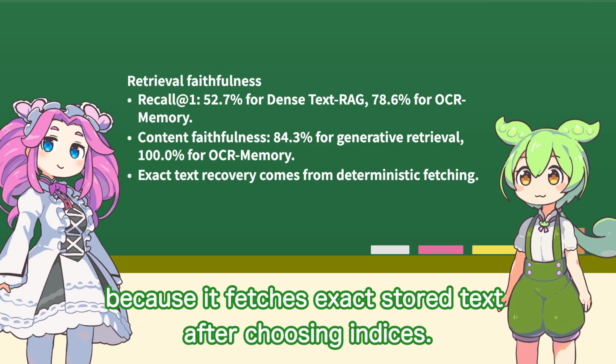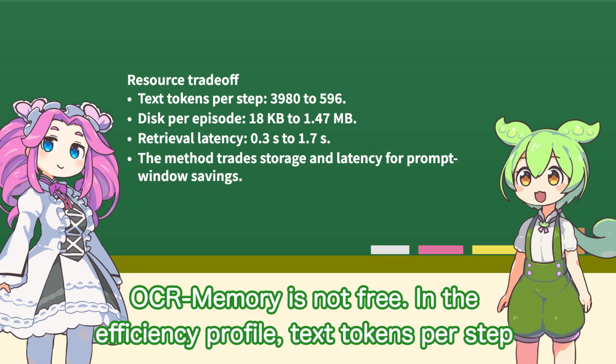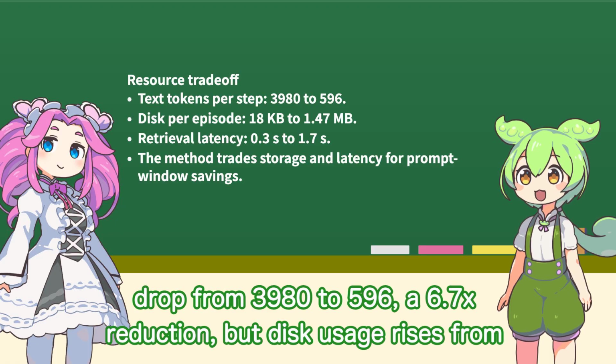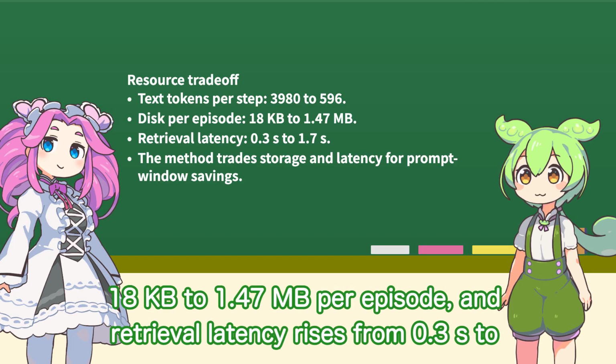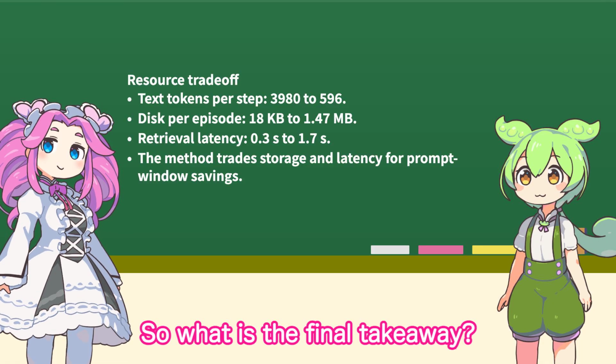What trade-offs should viewers remember? OCR-Memory is not free. In the efficiency profile, text tokens per step drop from 3,980 to 596, a 6.7 times reduction. But disk usage rises from 18 kilobytes to 1.47 megabytes per episode, and retrieval latency rises from 0.3 seconds to 1.7 seconds. So what is the final takeaway?